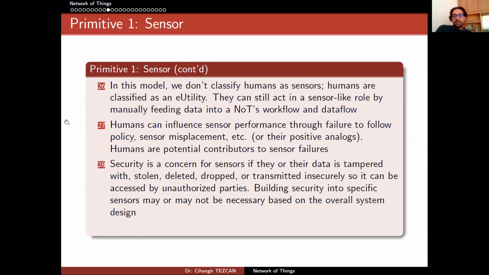Security is a concern for sensors if they or their data is tampered with, stolen, deleted, dropped, or transmitted insecurely so it can be accessed by unauthorized parties. So that is the part we are focusing on. This is where the lightweight crypto comes into play. Building security into specific sensors may or may not be necessary based on overall system design. Reliability is also a concern for sensors.